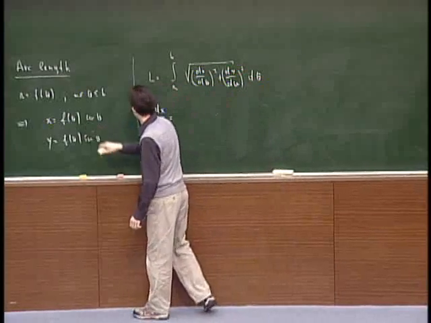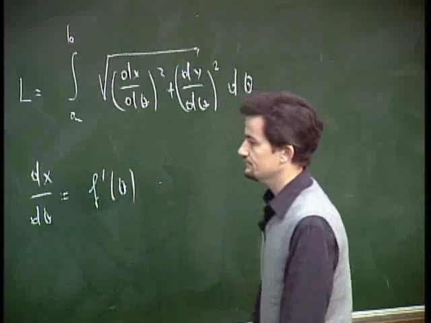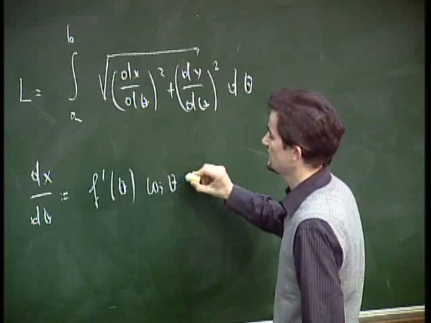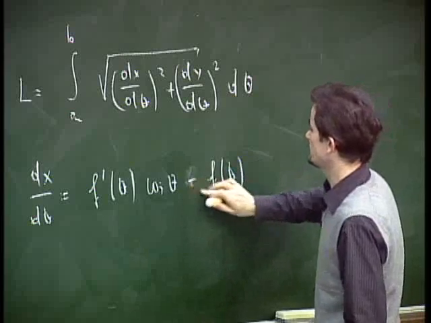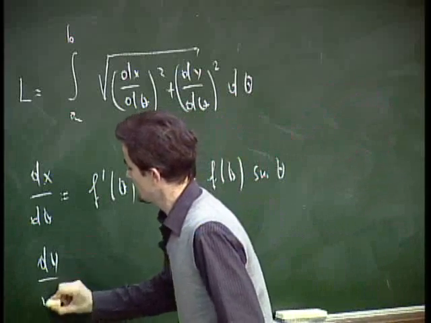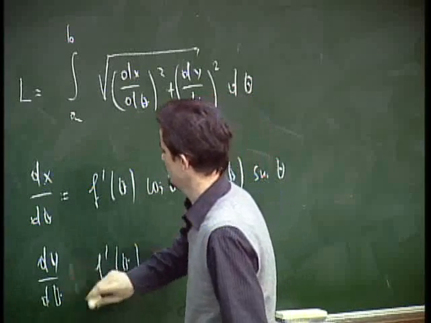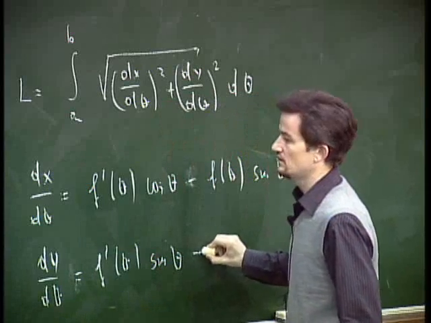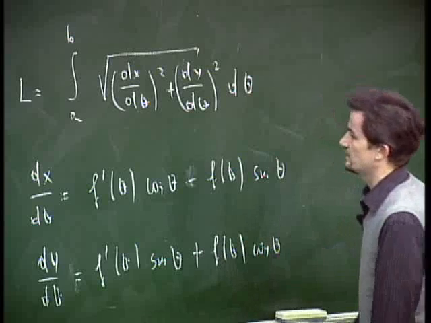Okay, so here we have to take the derivative with respect to theta. So what we get is the derivative of f with respect to theta times the cosine of theta, plus f of theta times the derivative of the cosine, which is minus the sine. And dy over d theta, similarly, is the derivative of f with respect to theta times the sine of theta, plus f of theta times the cosine of theta.